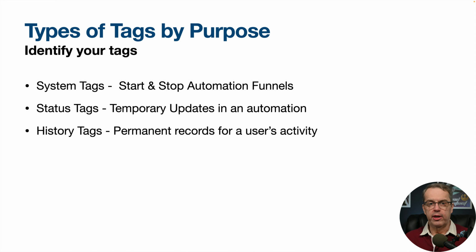History tags, these are permanent. When I set a status tag, that's temporary. Let's say they've downloaded an ebook as a lead magnet. Well, that tag goes away. The history tag stays permanent, and that is kind of like my information and profile of what they've done. To me, history is about interaction, what they've done and steps that they've taken.